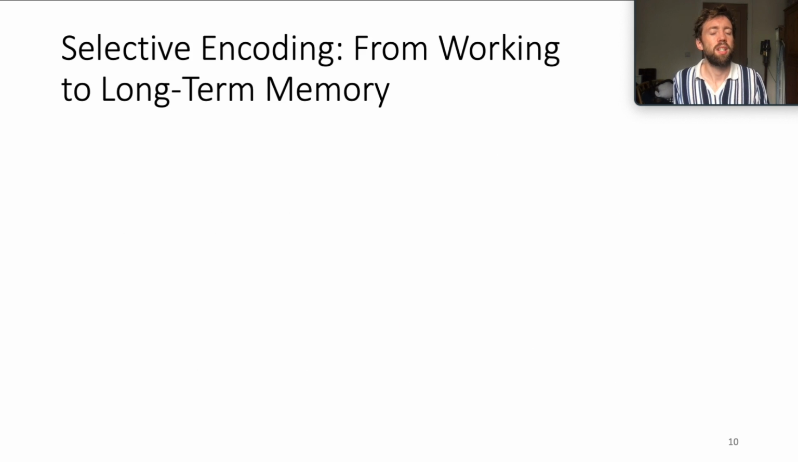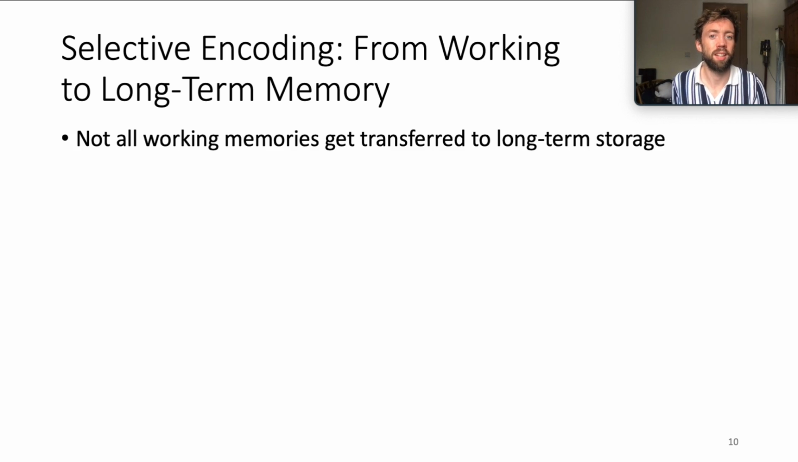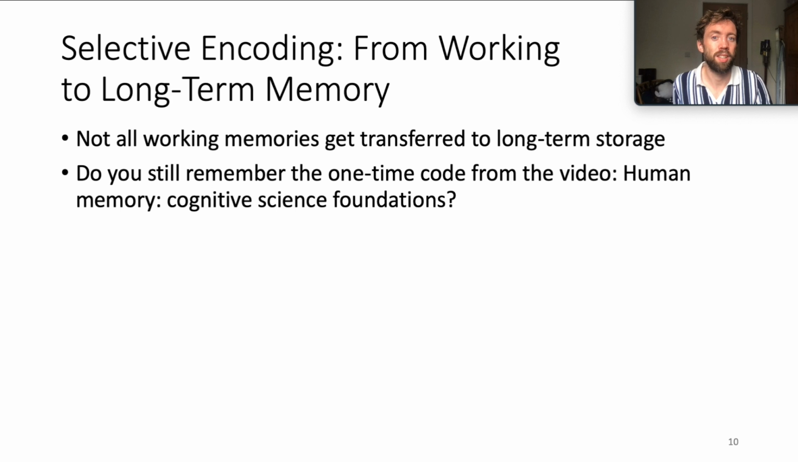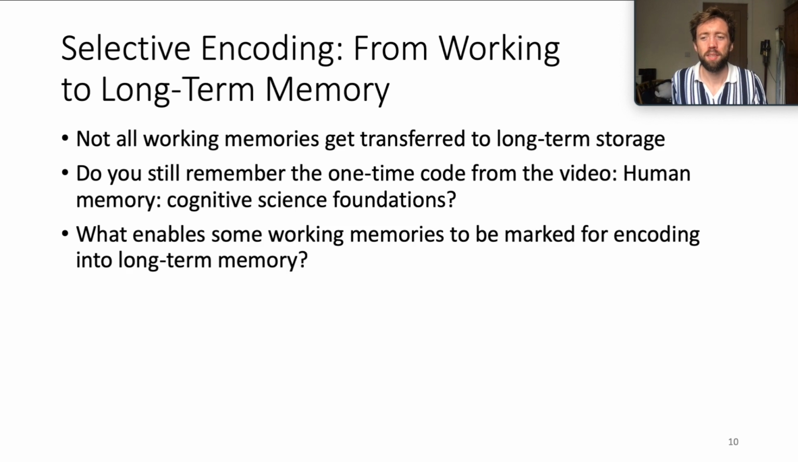So how do we actually go about encoding some memories from working memory into our long-term memory? It's clear that not everything that we have in our working memory gets transferred to long-term storage. So for example, if you already watched the cognitive science version of how we learn, do you still remember the one-time code from the video? If you do, it'll be quite impressive. I think I certainly forgot it, and I think most people will have. So then, why is that the case? Why did you forget that and remember other things about your day?